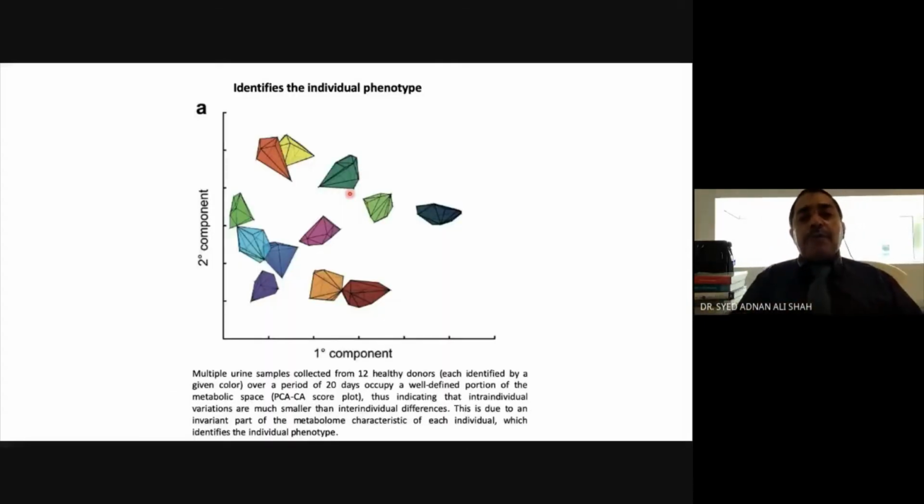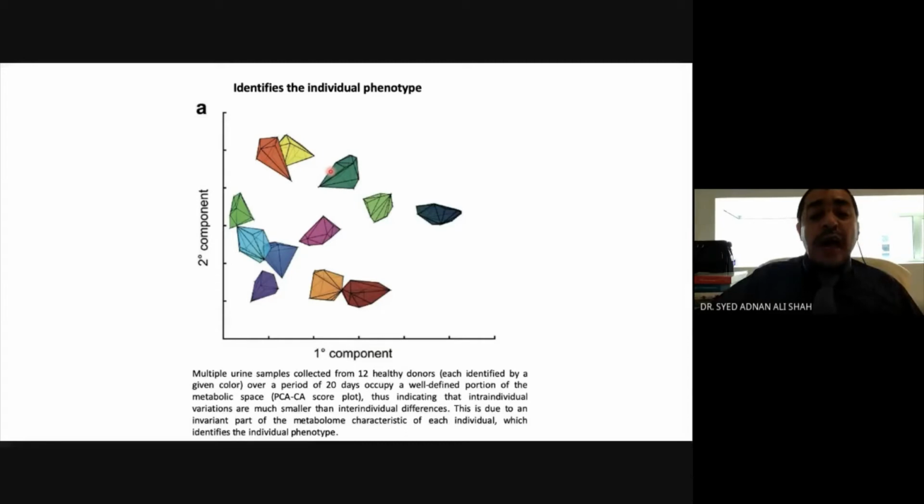So this is the phenotype characterization of the individual. You can see the urine samples from 12 healthy persons. This is the PCA information of the samples, 12 samples from 12 healthy donors, and each is an intra individual sample. So you can see the intra individual variation is less as compared to the inter individual variation.